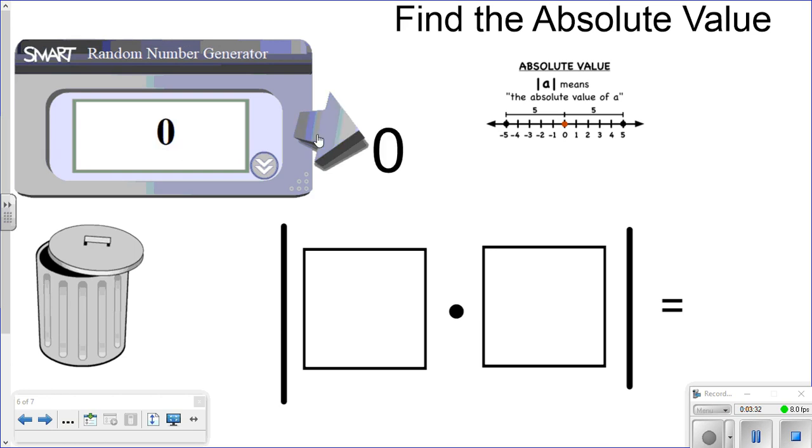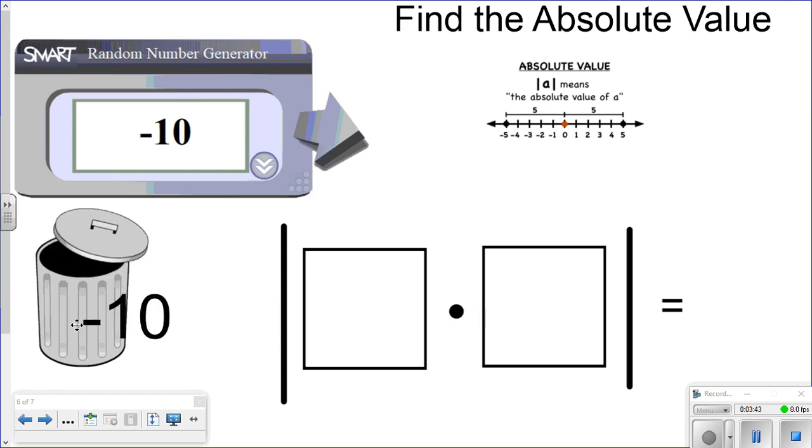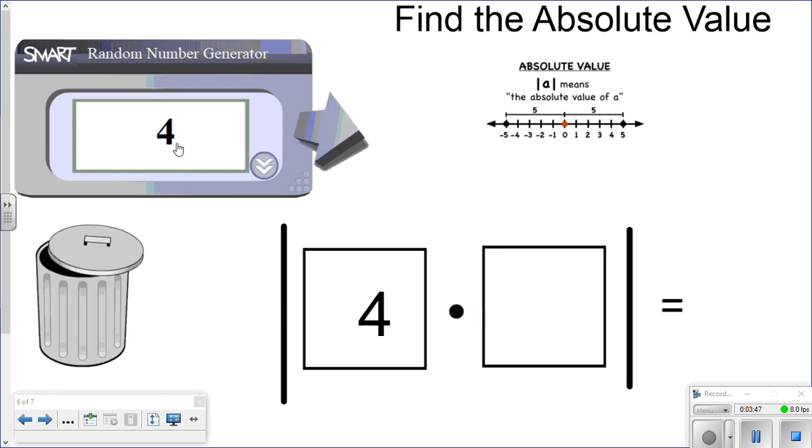So let's try a few. 0 times -10 is 0. The absolute value of 0 is 0. 4 times 3 is 12, and the absolute value of 12 is 12. -8 times -10 is +80, and the absolute value of +80 is 80. -10 times 8 is -80, and the absolute value of -80 is +80.